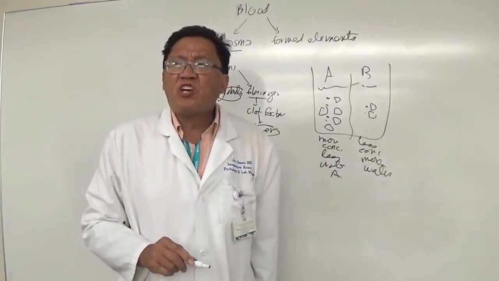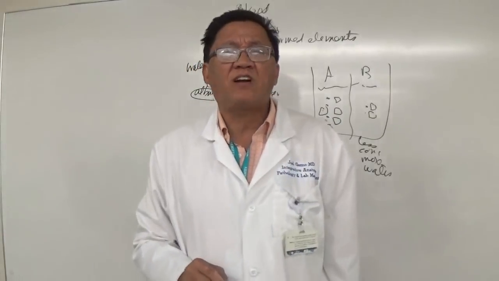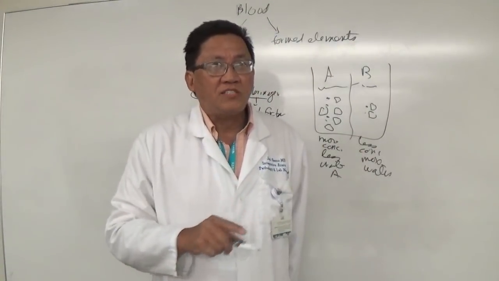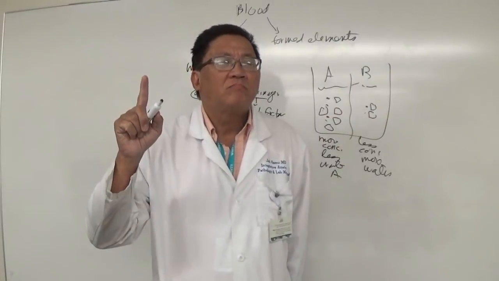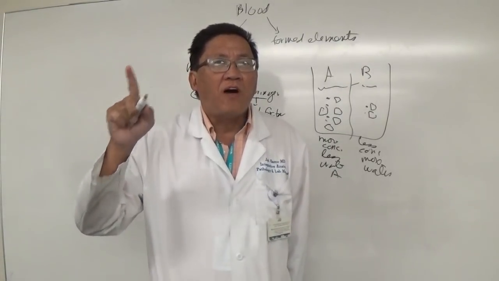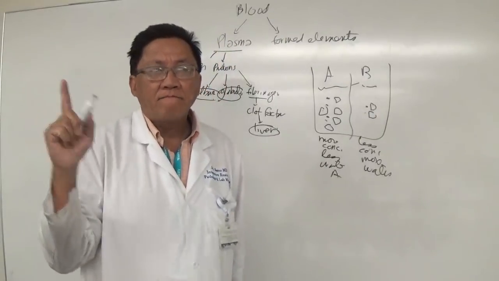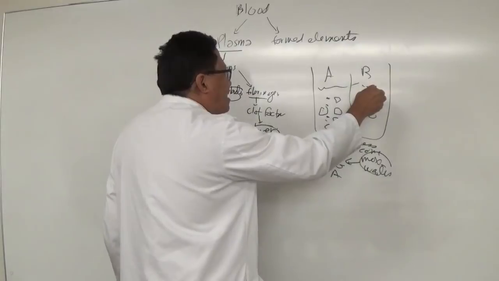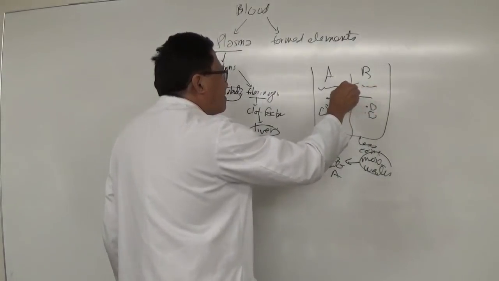Now, what is the definition of osmosis? First few chapters of our class. Movement of water, and water alone. It's actually the diffusion of water from high to low. So water will move from A to B, or B to A? B to A, okay.